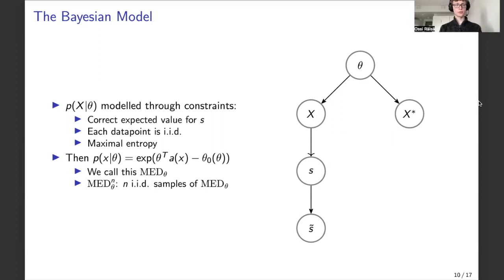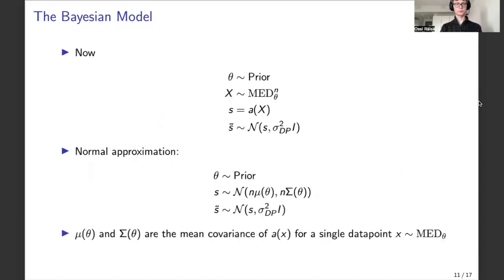We model the distribution of X given theta through 3 constraints. First, we require that the marginal queries have the correct expected values. Then we require that each individual data point in X is IID. And we also require that the distribution has maximal entropy. These constraints give the following distribution over here, which we give for a single data point in X. And we call this distribution the maximal entropy distribution, or just MED for short. Now we get this Bayesian model at the top.